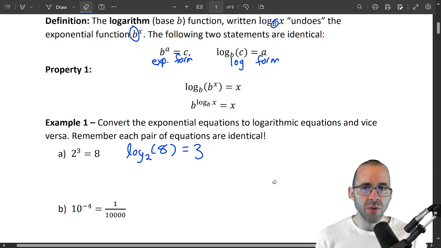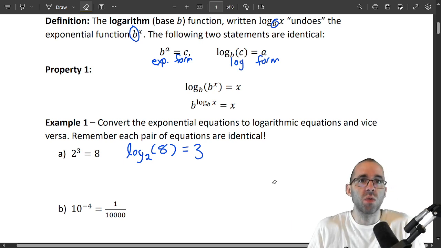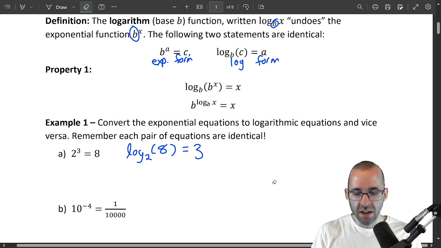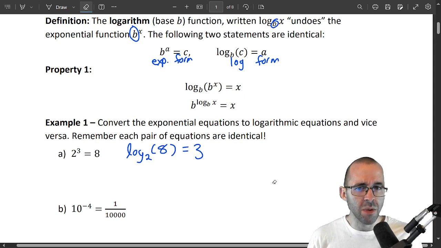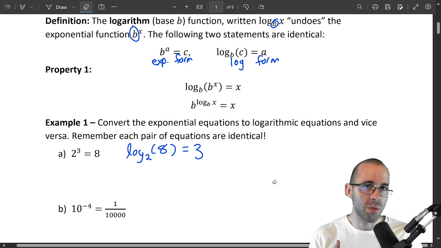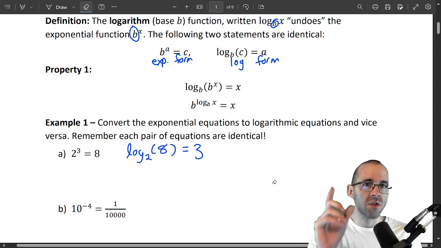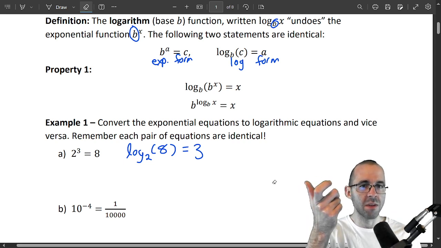So the exponential form, 2 cubed equals 8. We look at that and say, yeah, 2 cubed equals 8. Sure, that's true. I understand that. This right-hand form, log base 2 of 8 equals 3, that's less comfortable. So in this whole section, we're going to switch things back and forth.